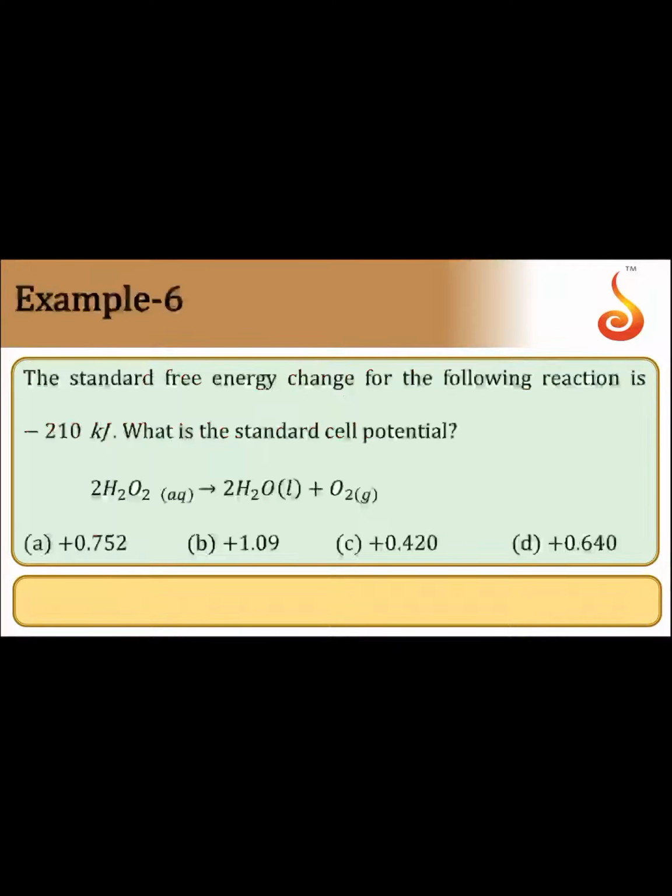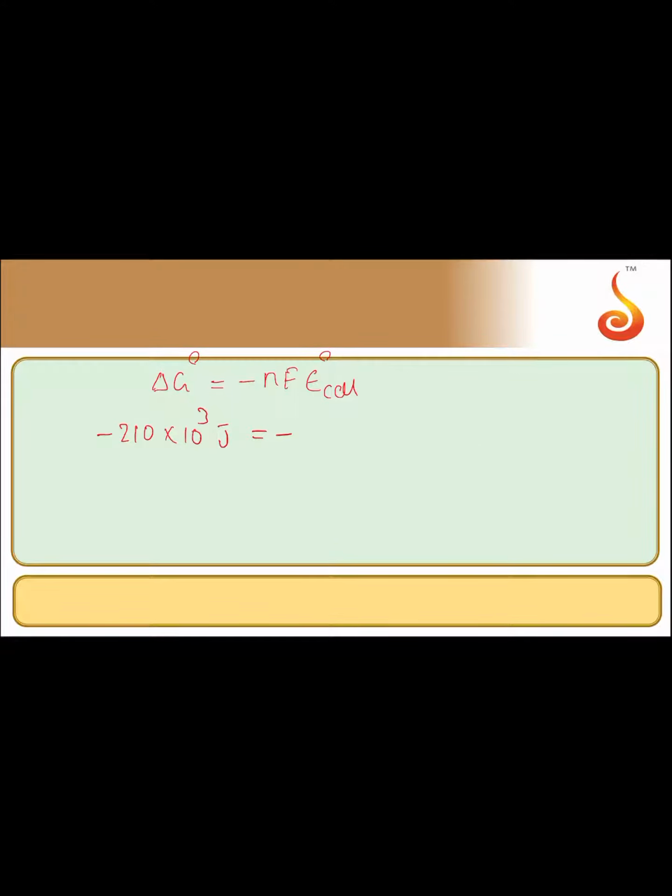electrons. Number of electrons here: in H2O2, the oxidation state of each oxygen is minus 1, so for 2 oxygens it is minus 2. In H2O, 1 oxygen is minus 2, so 2 oxygens is minus 4. Because we are considering 2 oxygens on the reactant side, we have to consider 2 oxygens on the product side. So the difference is 2. Even if we consider O2 also, the difference is 2 only. So n value is 2 here.